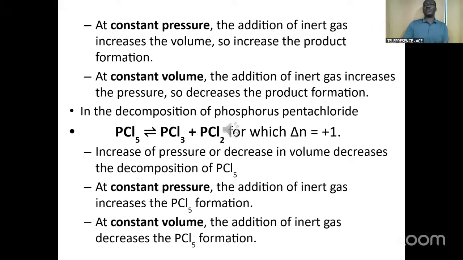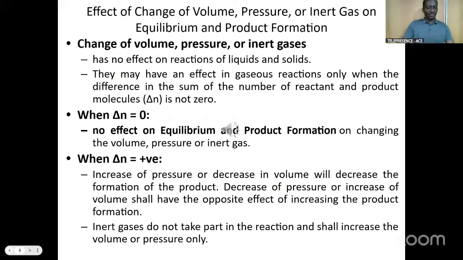So how does the effect of change in pressure affect such a system at equilibrium? Now let's look at what we have. Okay, sorry, I've moved the slide to the next. Let me go to the previous slide. All right, so when delta n is positive, it means that you have more of the gaseous product than you have gaseous reactant.